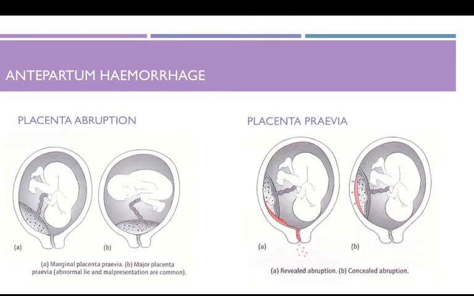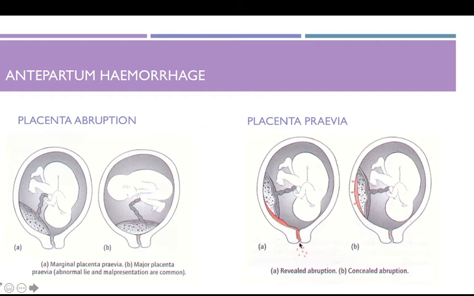Okay, so we've got, oh dear, this is the wrong way round. This placenta previa is this one. So as you can see, the placenta is on the lower segment of the uterus here. So this is a major one, where it's covering the internal os. And this one is marginal placenta previa, so it's on the lower segment, but it's not covering the os.